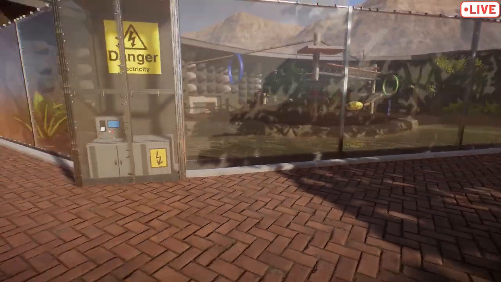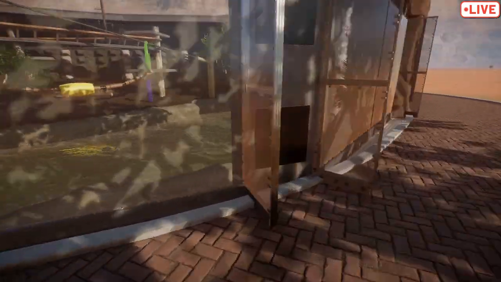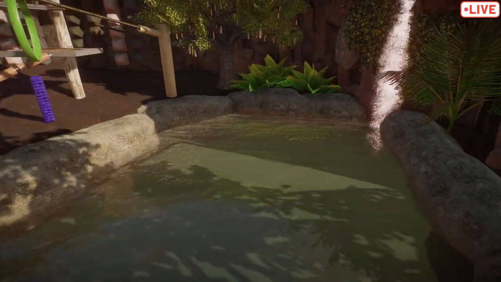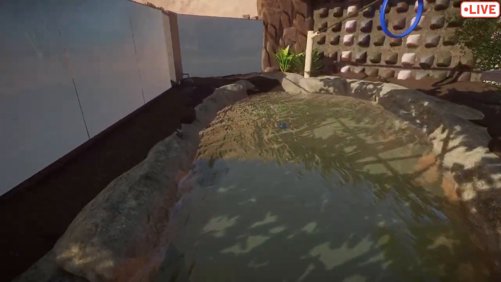So guys, this is the real time area of the video, so we can just look around briefly and see everything in its whole completion.